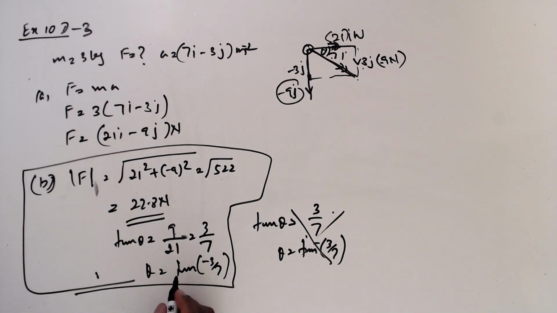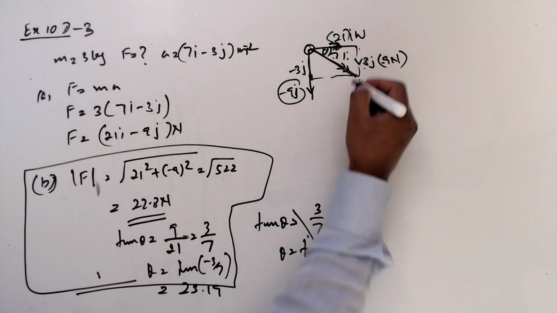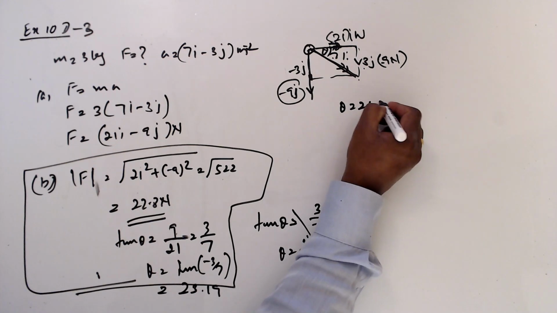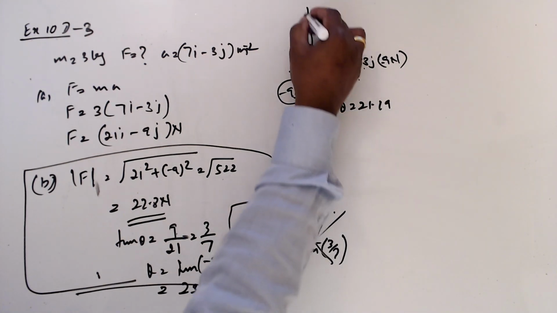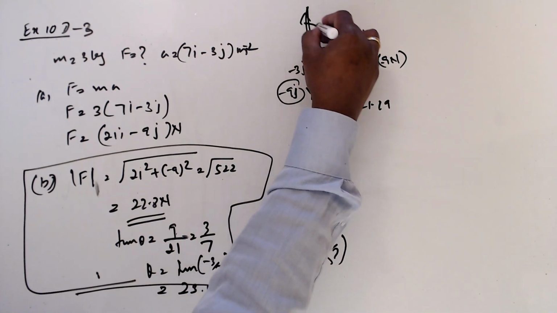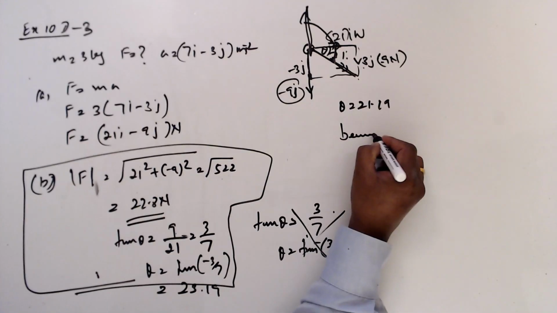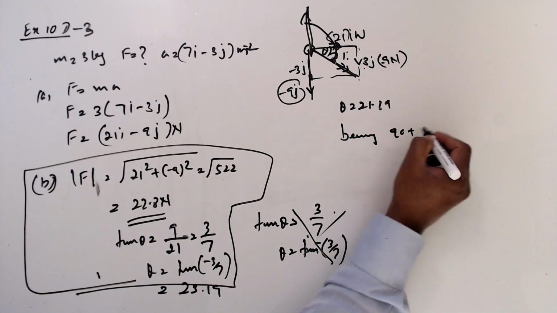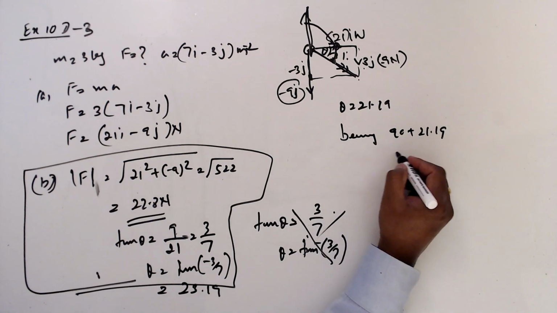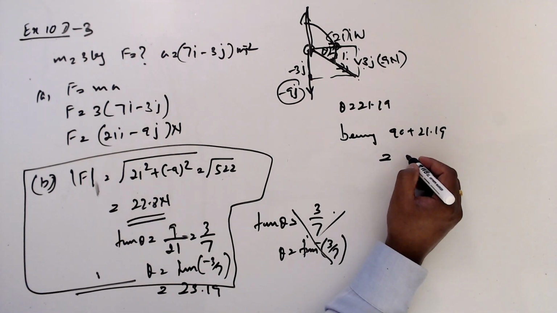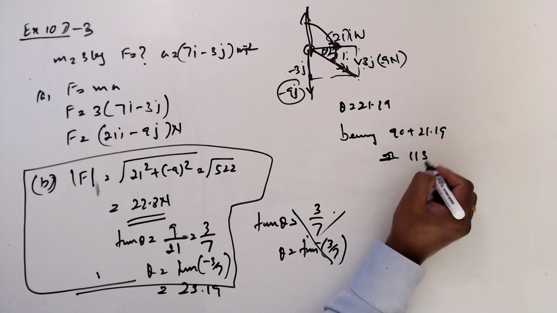So now theta equals 23.19. We need the bearing. We want to tell that the bearing from the y-axis is 90 plus 23.19. That is approximately 113.